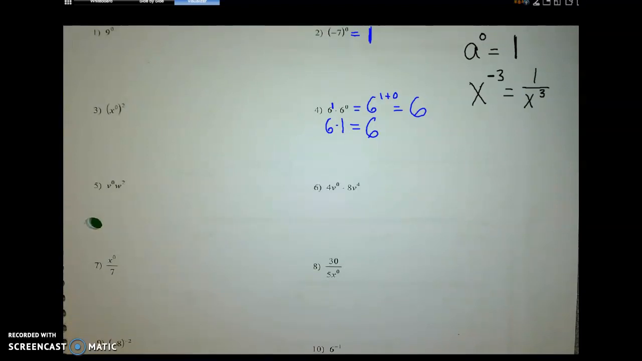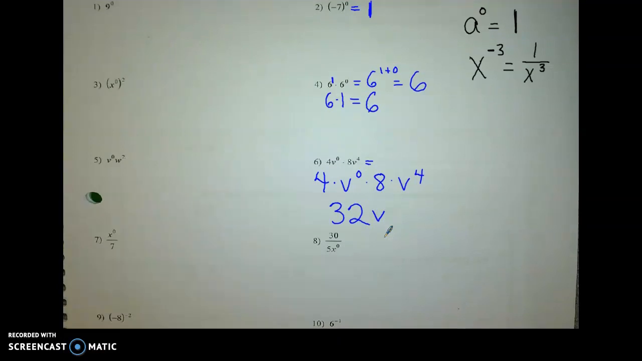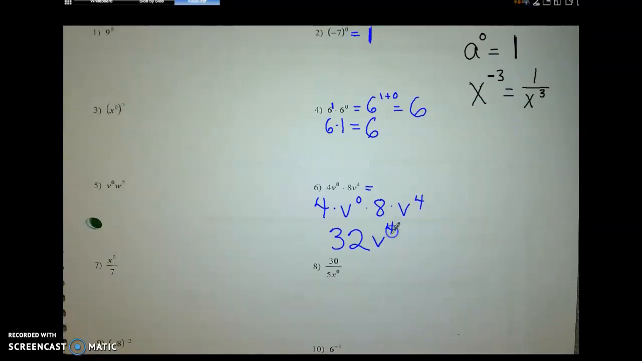Number 6. So let's look at our coefficients first. We're going to multiply those because remember, if we expand it out, we have 4 times v to the 0 times 8 times v to the 4th. 4 times 8, that's going to give us 32. And then we can add our exponents. That gives us v to the 0 plus 4 is 4.